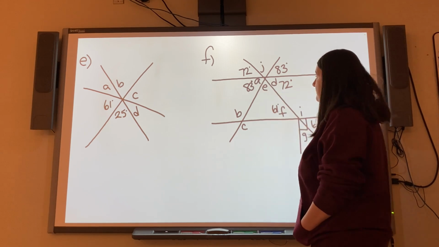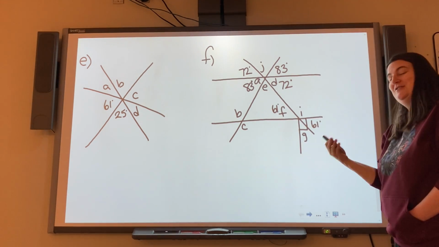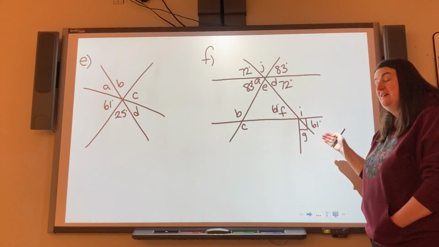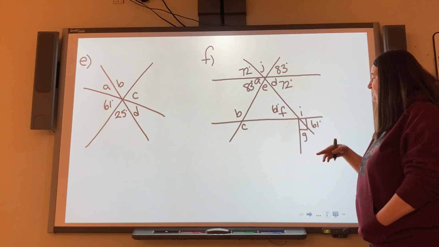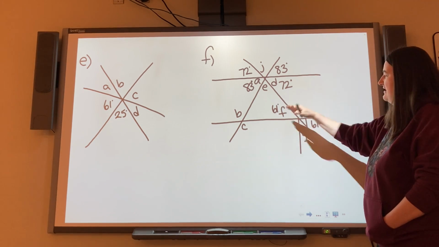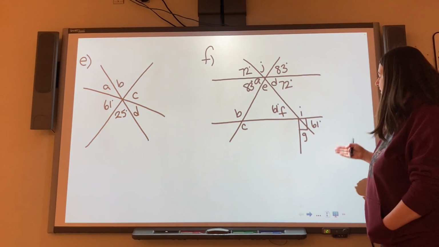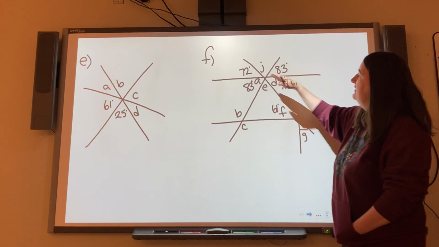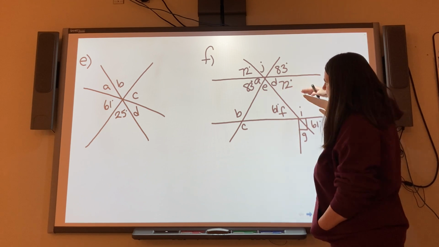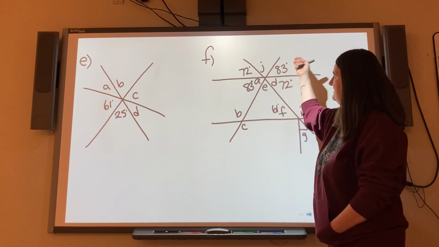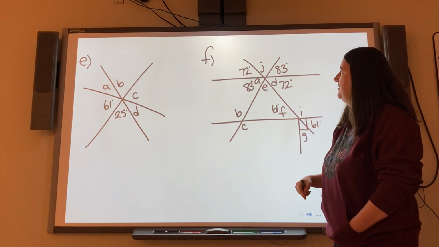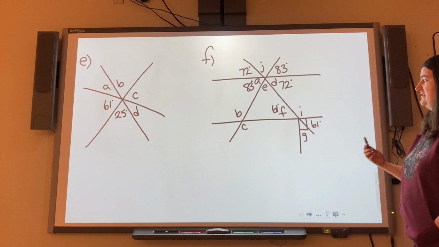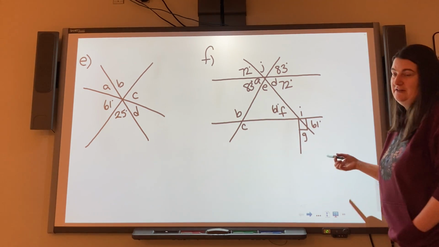That's what's so great about opposite angles. You don't have to do anything. You just have to write it down, as long as you can identify which angles are opposite. Remember that opposite angles are the ones that are directly across from each other. So the 61 is directly across from F. The 72 is directly across from D, and the 83 is directly across from A. So I've already got all of those figured out.